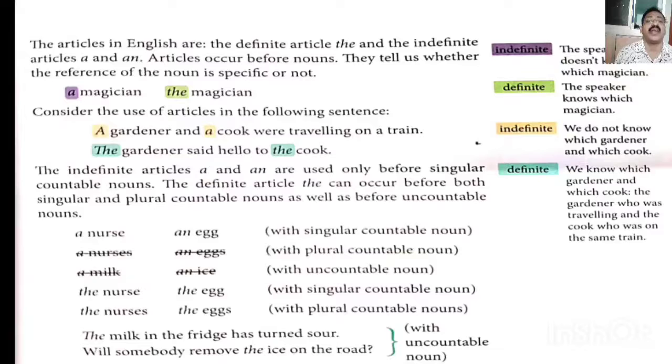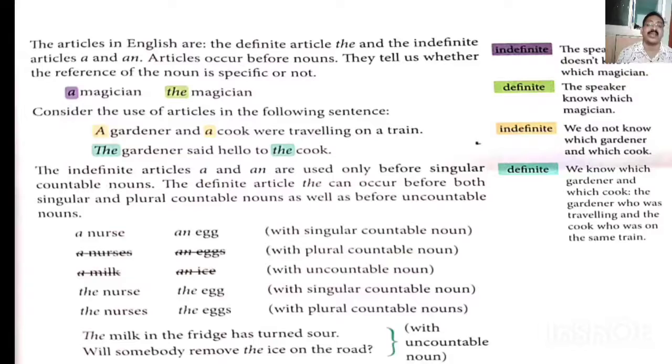Like, a gardener and a cook were traveling on a train. Here gardener, G is a consonant, cook, C is a consonant. That's why A we have used, and gardener is also singular, cook is also singular. So remember this one: A and An are generally used for singular nouns. So in both cases, cook and gardener are singular. That's why A, as G and C are consonants. That's why you have to use A.